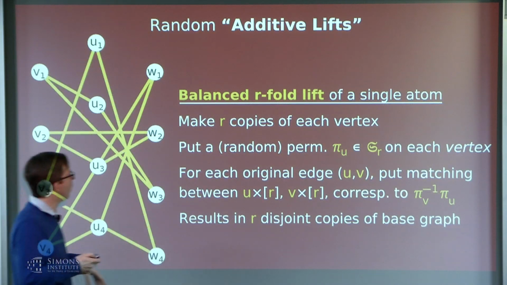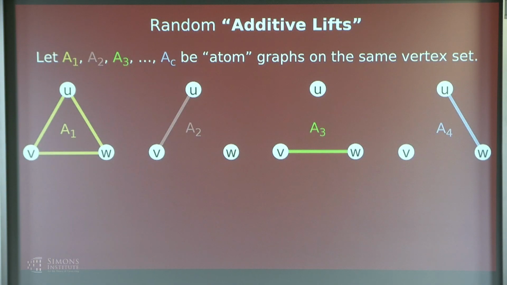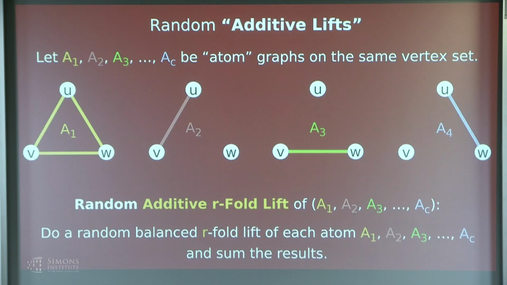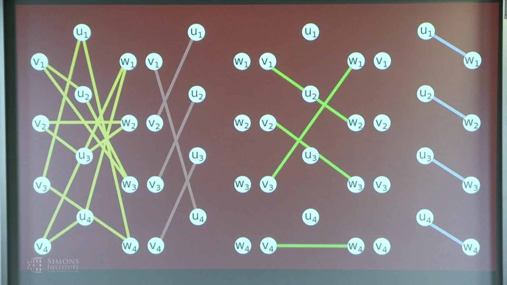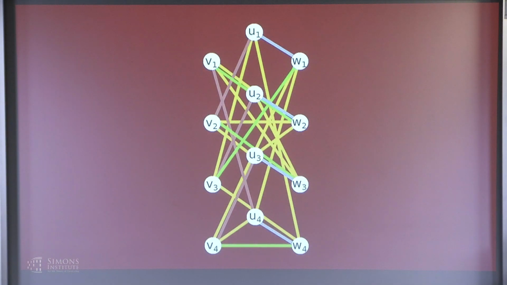OK. So I defined summing base graphs, and I defined balanced lifts. And now, to make a random additive lift, you just do both. So you do a random balanced lift of each atom, and then you just put the results on top of each other. So here's an example. This is a 4-fold lift I created of each of the 4 base graphs. It's a little hard to see. Then you put them on top of each other, and then this is the lifted graph.